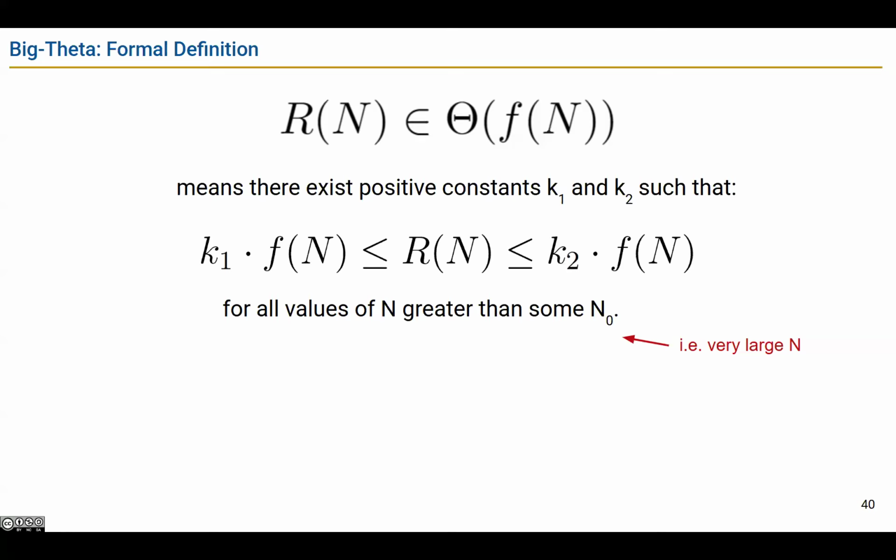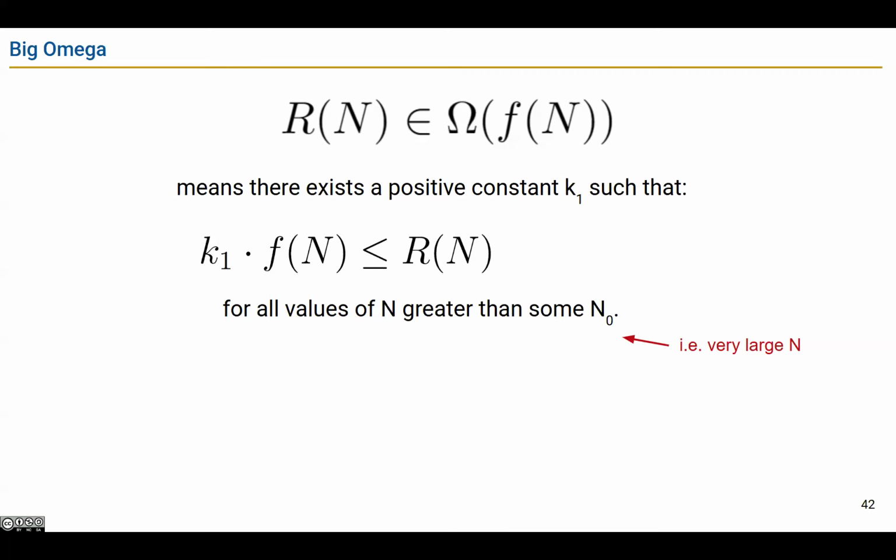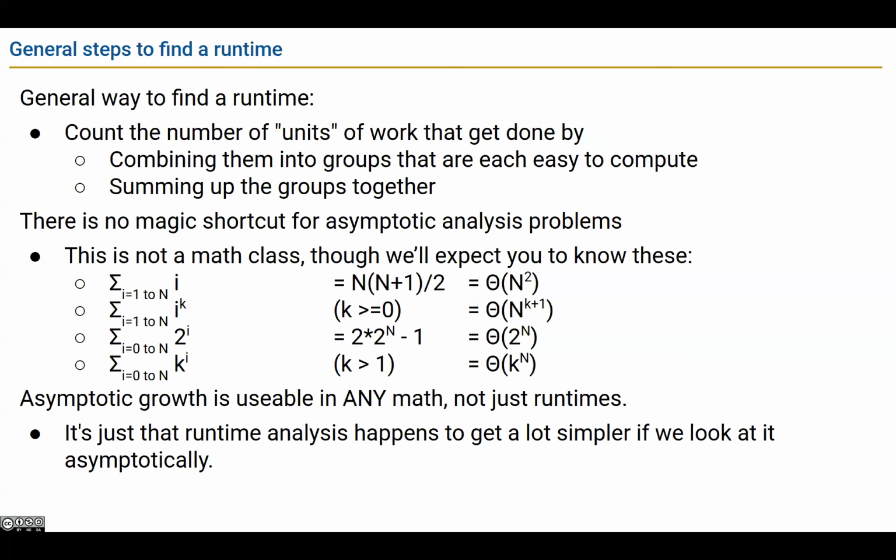We just want to make sure that as n grows really big, the function stays up to a constant factor off from some other target function. O bounds is just this one side. We're looking at the upper bound only. Omega is when we're looking at the lower bound only. We talked about how we can use this to find a runtime.